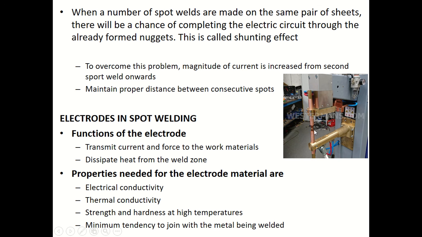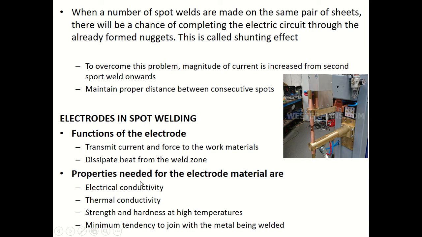This is a close look at the electrodes. These are the two electrodes used in resistance spot welding. What are the functions of electrodes used in spot welding, and what are the different properties of the electrode materials? The first function of the electrode is to transmit the current and force to the work materials, because as I told you already, it's a combination of heat and pressure that will help you establish the coalescence between the workpieces in contact. The current is passed through the electrodes, and they also squeeze the workpiece, and dissipate heat from the weld zone.